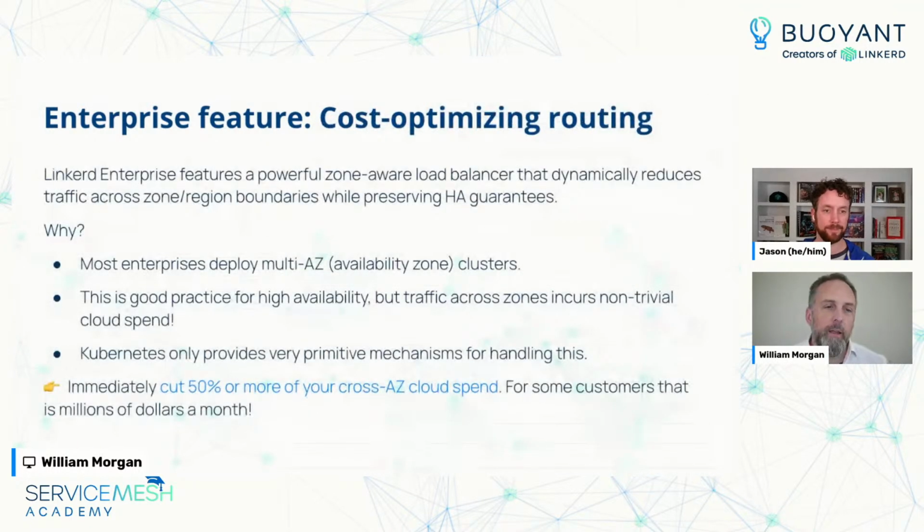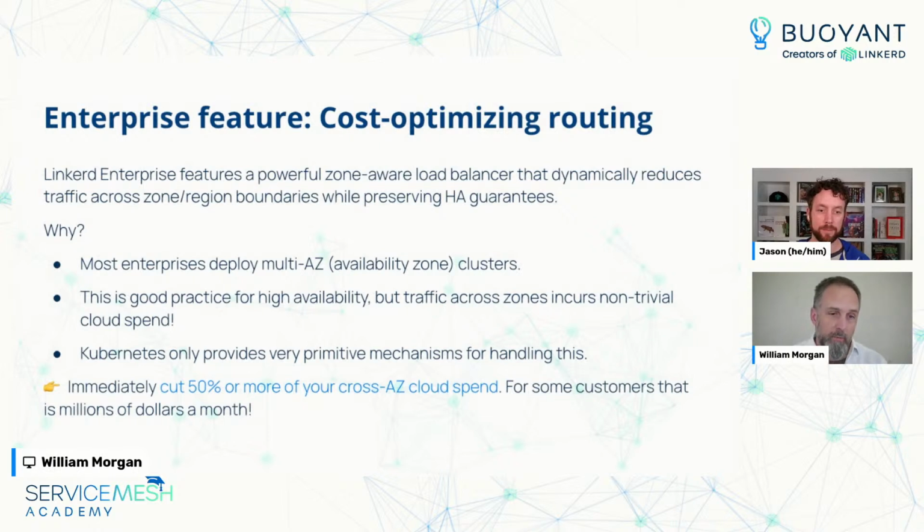All right, and then finally, the fun one to talk about is this cost optimizing routing. So this is a new load balancer that we've added to the enterprise that can reduce the traffic across zone boundaries while preserving your HA guarantees. And doing both of those at the same time is the interesting bit. So even if you are running a multi-AZ cluster, and you have non-trivial traffic going across those zones, and you look at your cloud bill, you might realize that, gosh, I'm spending a lot of money for cross-zone traffic.